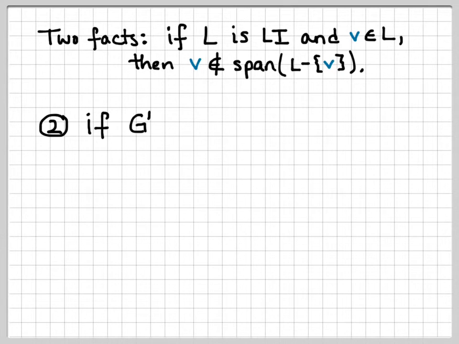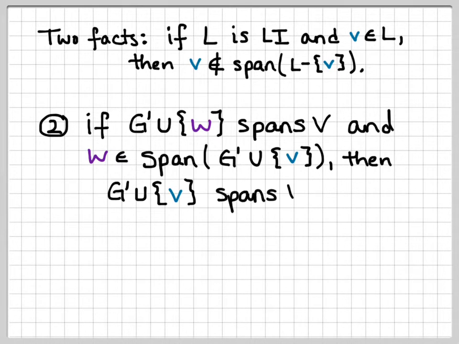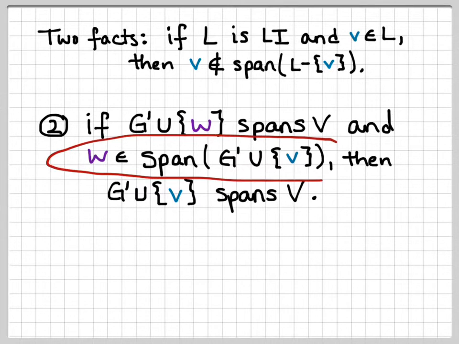The second fact is, if I take a set G' that I know spans V, and then I remove an element W and add an element V, if my W can be written in terms of G' and V, then G' and V spans the whole vector space V. The idea of this second fact is that if I have something that spans V and I remove one element, the purple one, and I add a blue one, then this condition right here is the condition that I have to know that by removing and then replacing, I still span the whole set.